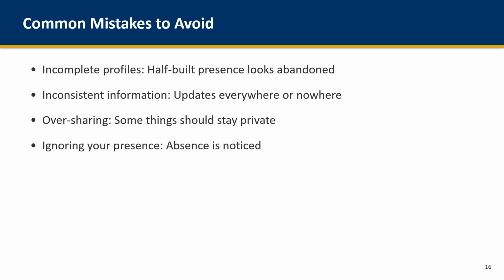Inconsistent information across platforms confuses people and suggests carelessness. If your institutional page lists old research interests while your website describes new work, people do not know which is current. When information changes, update it everywhere. Keeping track of where you have profiles helps you maintain consistency.